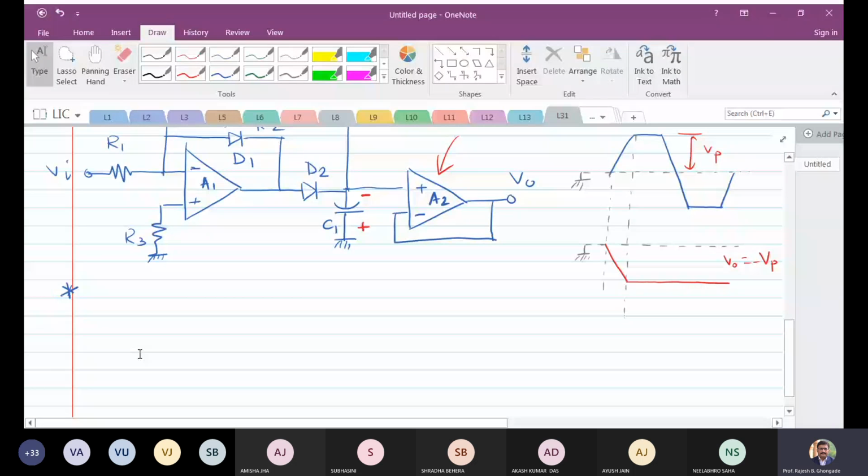So what is my question? What is the role of A2? What does this A2 comprise of? What is this circuit? What is this circuit called? This one.